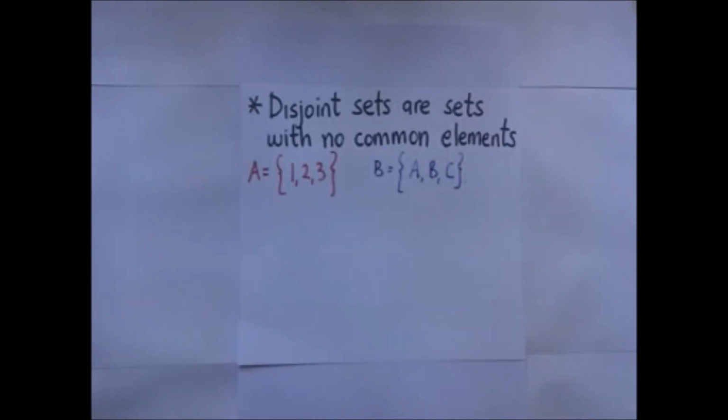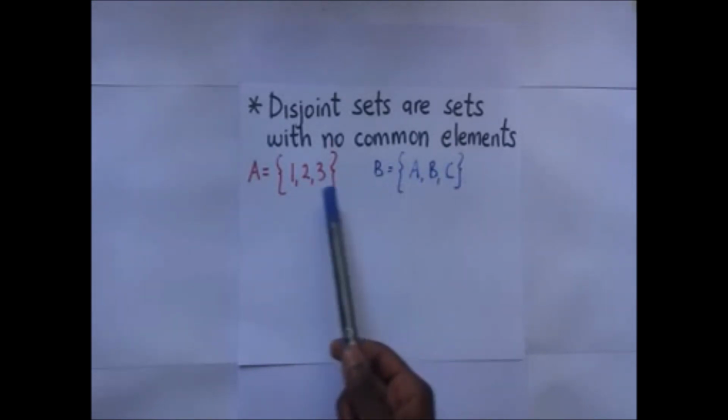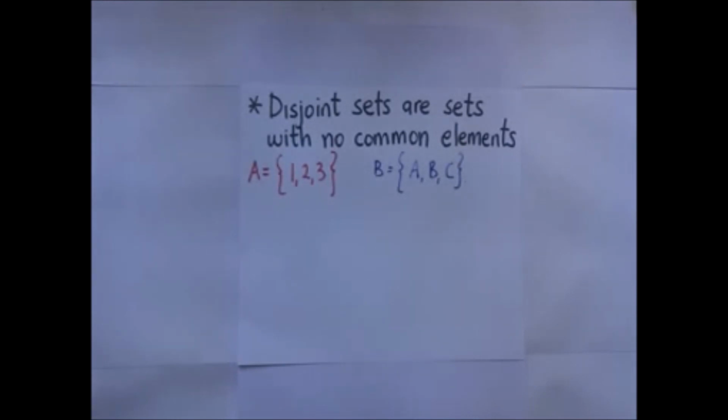Disjoint sets are sets that don't have elements that are common. For example, here we have set A, 1, 2, 3, and set B is a, b, c. These are two different sets. They do not have elements that are common.